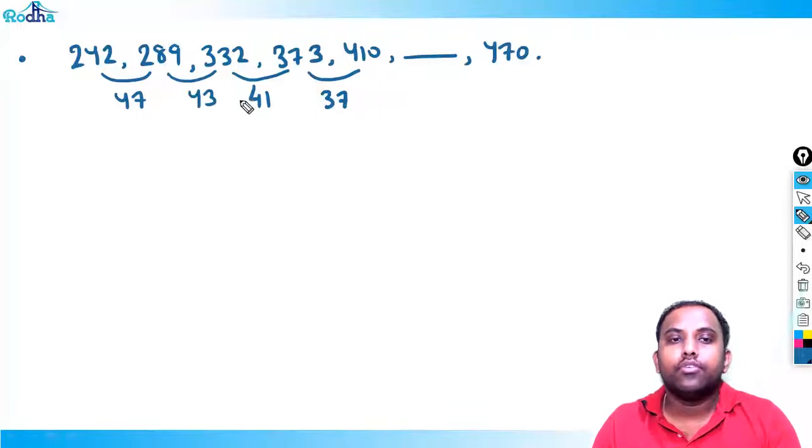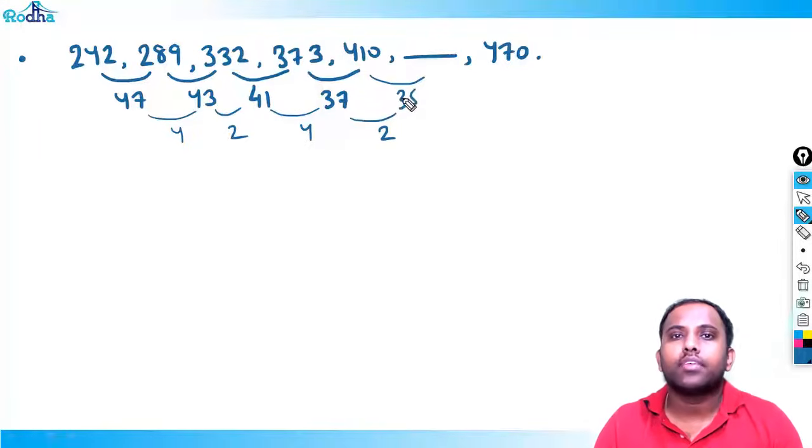47, 43, 41, 37. Here 4 decreased, here 2 decreased, again 4 decreased. Now what you can think is, if again 2 will decrease here, it becomes 35. I'm just telling you the logic. If you add 35, it becomes 445.